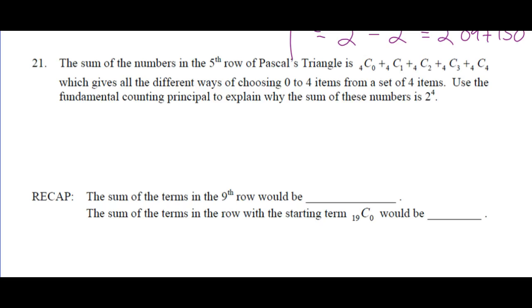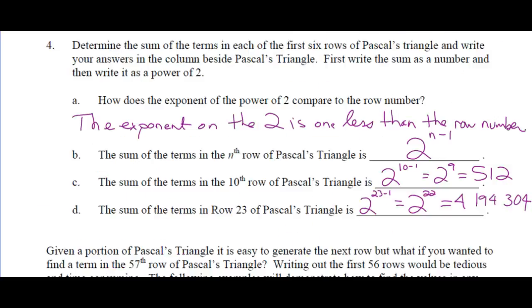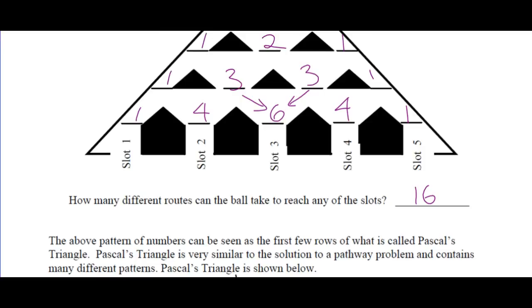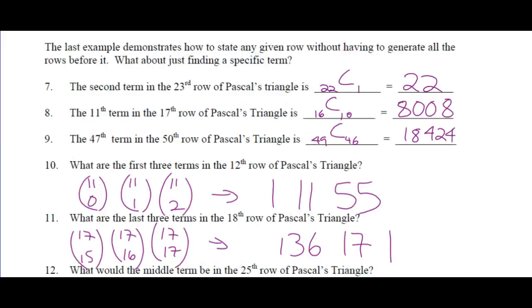Sum of the numbers in the 5th row is 4 choose 0 plus 4 choose 1 and so on, which is 2 to the 4th, which is 16, right? Which gives us, now, we got to think about, all right, so what is all this anyways, right? When we did the 4th row, 4 choose 0, 4 choose 1, that goes right back to this first, right? There's 4 choose 0, 4 choose 1, 4 choose 2, 4 choose 3, 4 choose 4. 16 ways, right? That's the number of paths that the ball can take to get to the bottom of this particular game.